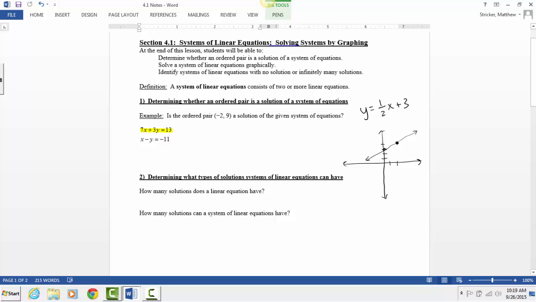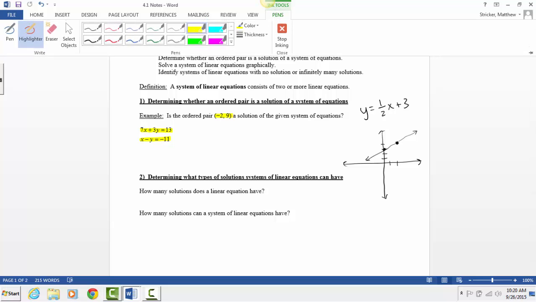So the first question we want to ask is, when we're talking about systems of linear equations, we're not talking about one equation, but two equations combined together. And we want to know if an ordered pair, say -2, 9, is a solution to the system of equations. If it is, it has to be a solution to both equations.